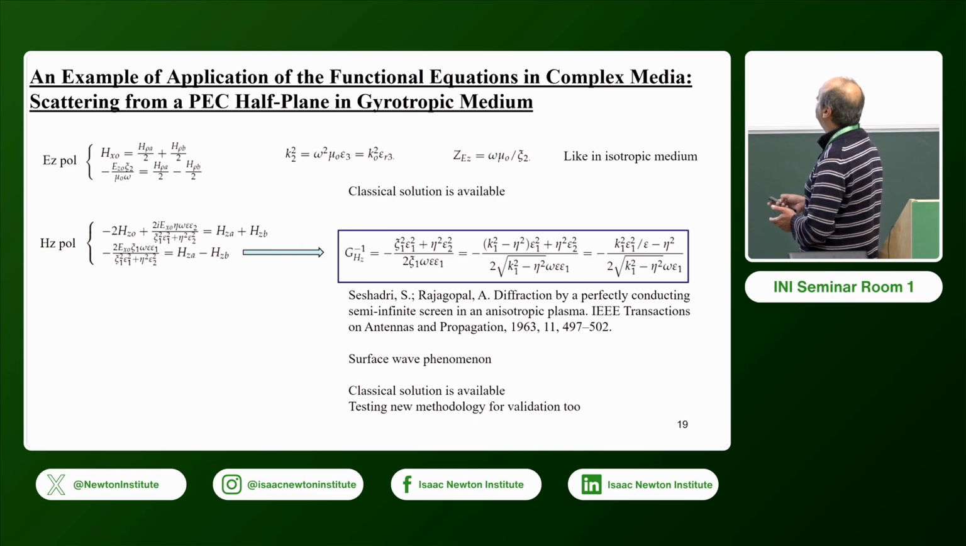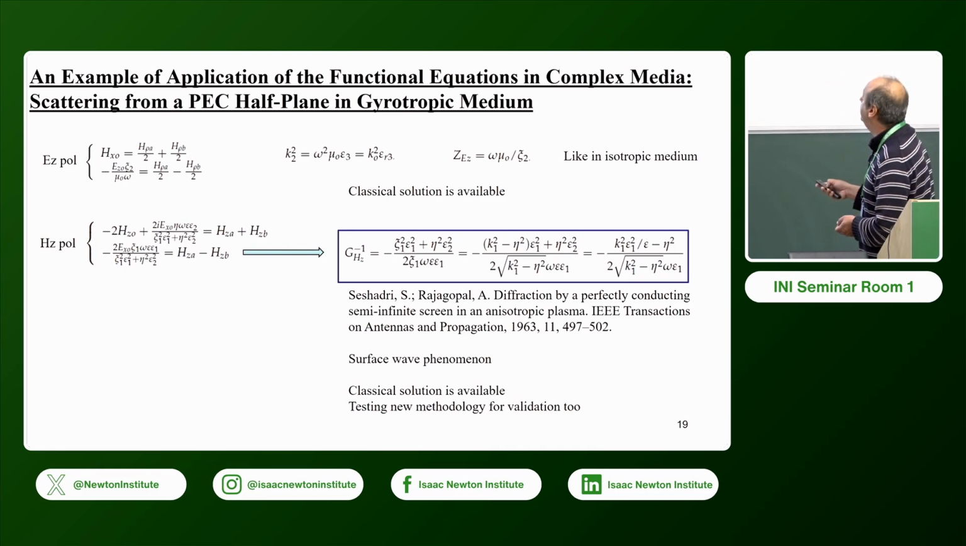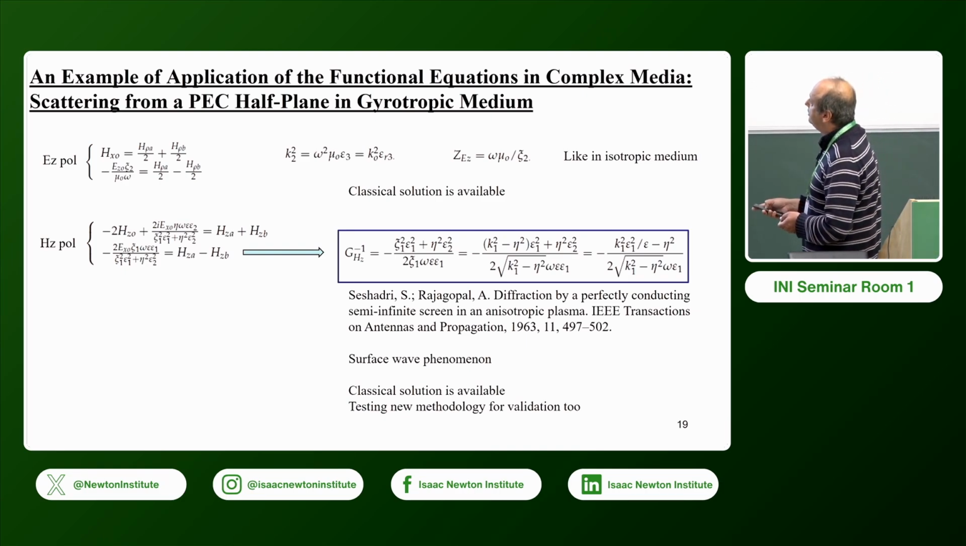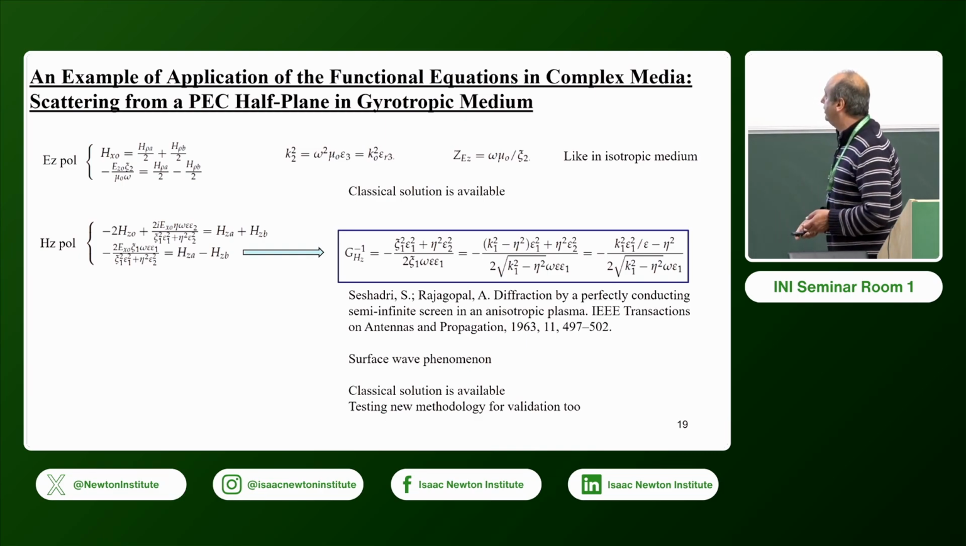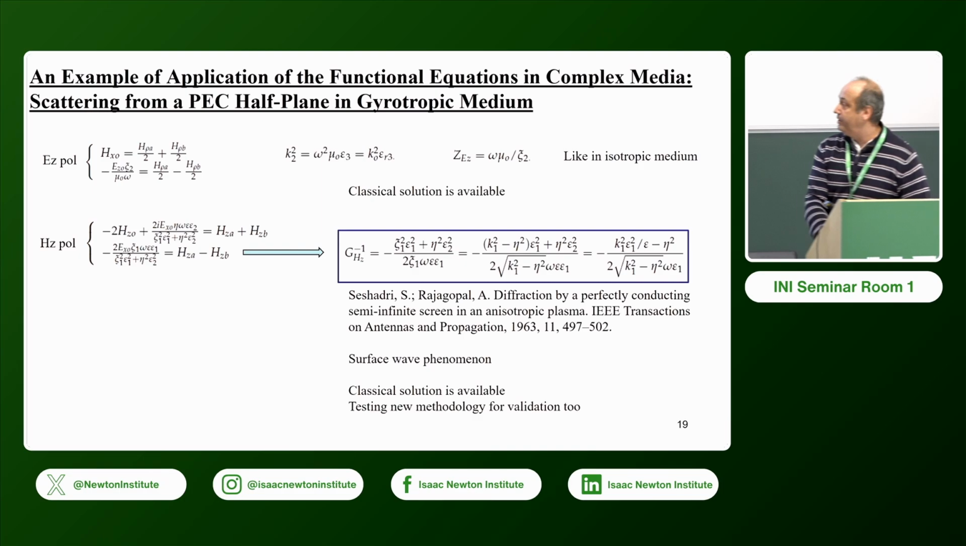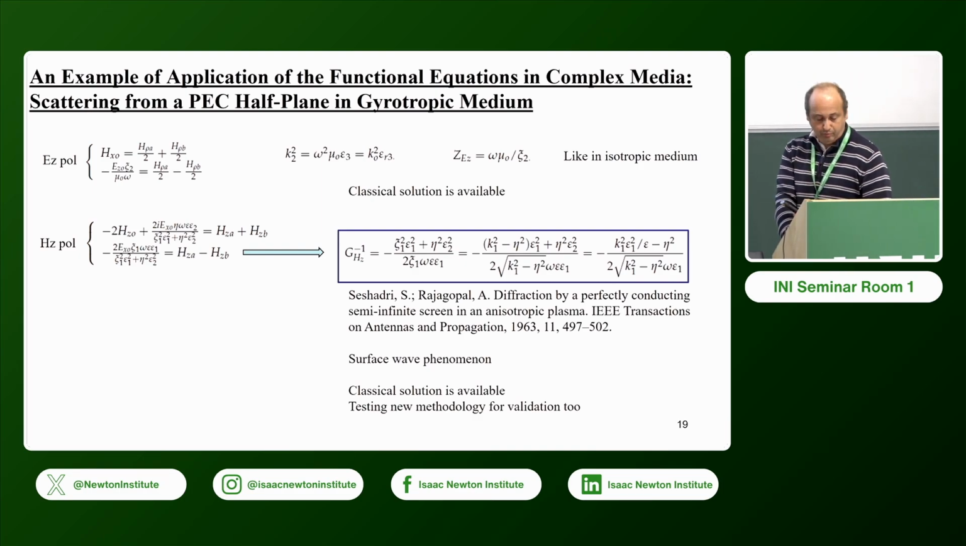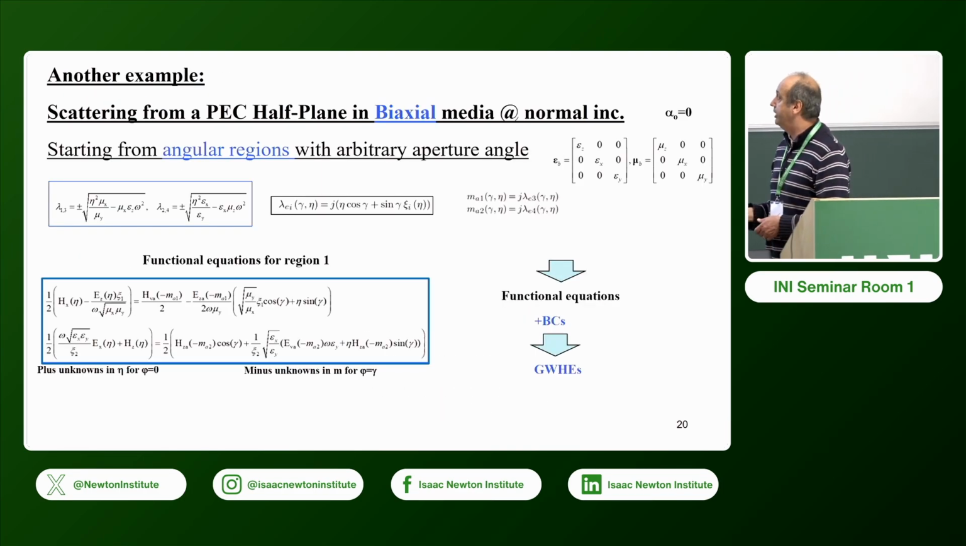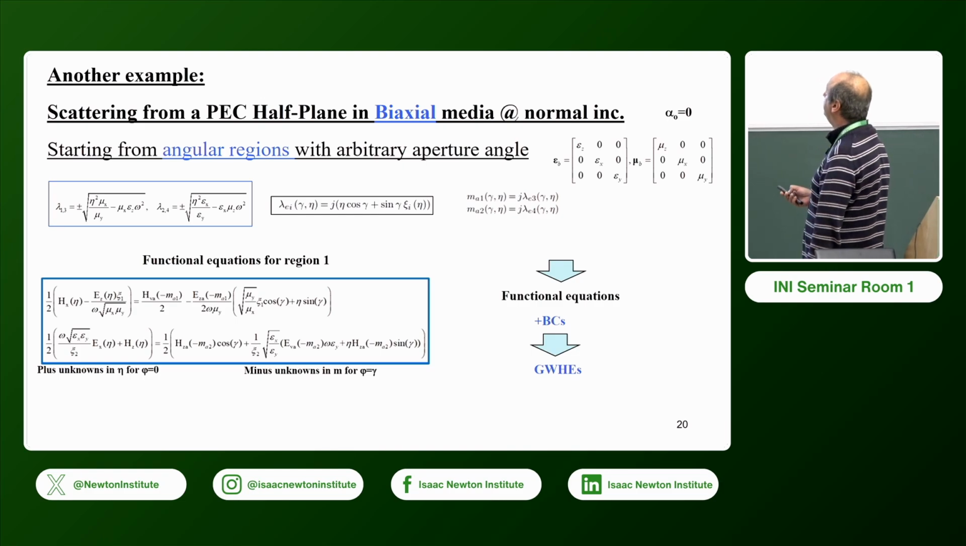And in particular, we can see that on EZ we have a behavior like isotropic media. That's common for gyrotropic media. And then here you can see that in the second equation of EZ you get the right kernel proposed in this paper of 1963 with a surface wave excitation, and the solution can be derived in classical form or by this new methodology. And the last result is about biaxial media.